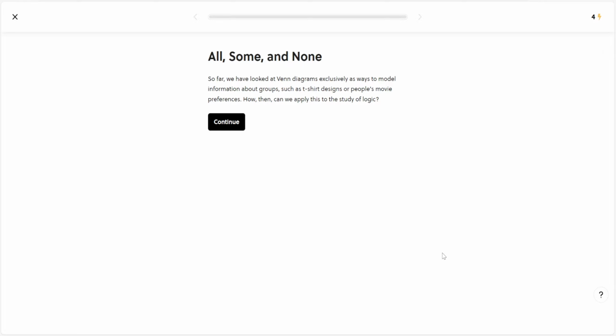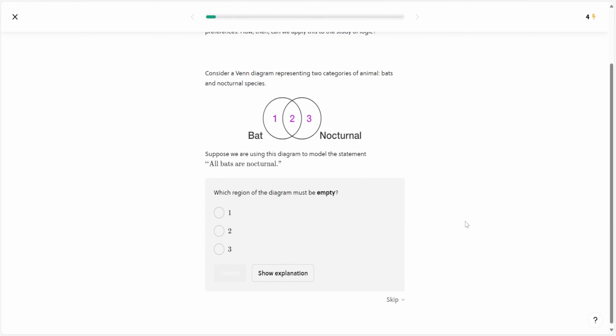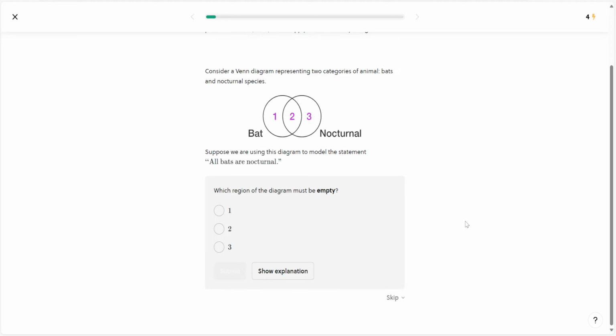So far, we have looked at Venn diagrams exclusively as a way to model information about groups such as t-shirt designs or people's movie preferences. How then can we apply this to the study of logic? Consider a Venn diagram representing 2 categories of animal, bats and nocturnal species. Suppose we are using this diagram to model the statement, all bats are nocturnal. Which region of the diagram must be empty?